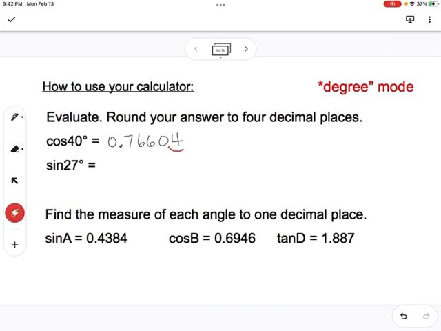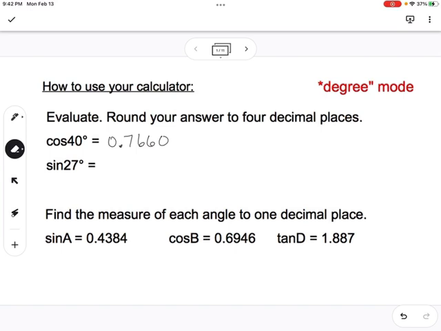We want to round to 4 decimal places. So we're looking at that 5th decimal place and deciding whether we're going to be rounding up here or leaving the number the same. Since we have a 4 beside it, we're leaving the 0 the same. So we can just erase this off at the end, and that's our answer.